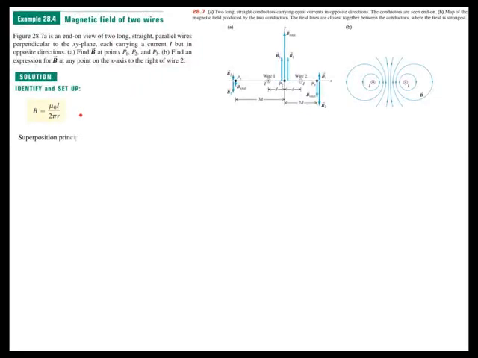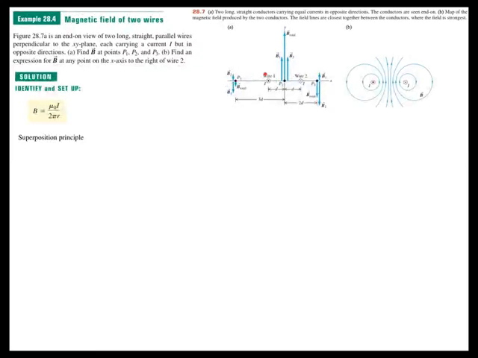So the equation we'll need for this is equation 28.9, which gives us the magnitude of the magnetic field of a long straight conductor as a function of the distance from that conductor. And of course we're going to use the superposition principle. So the total magnetic field at the point P1, for instance, is the vector sum of the magnetic field due to wire 1 plus the magnetic field due to wire 2.